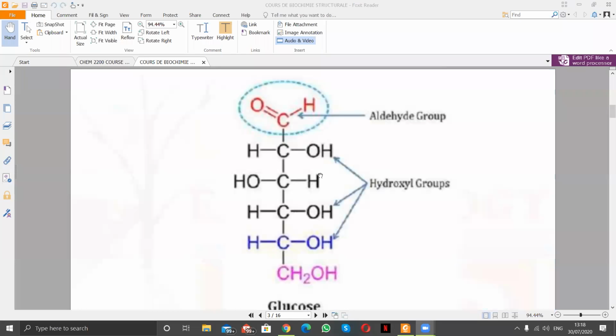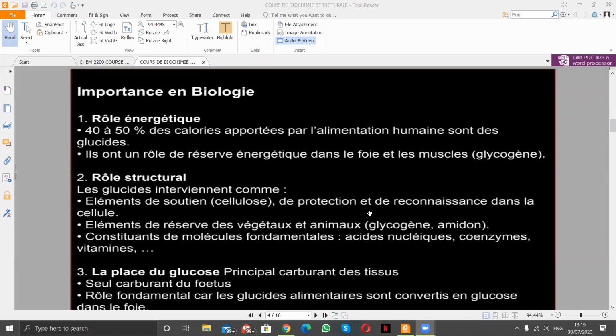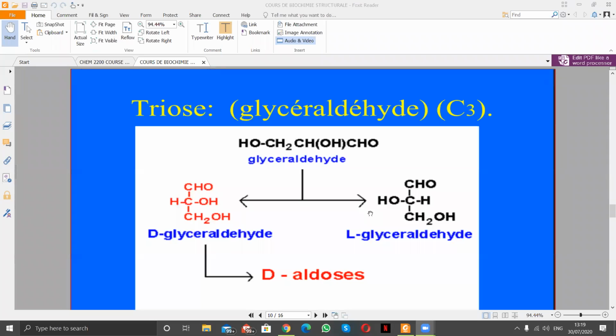But not every hydroxyl function group determines the D and L. Get me clear on this. Not all hydroxyl function groups determine the D and L. There is what we call carbon asymmetry. Do you know, guys, what a carbon asymmetry is?